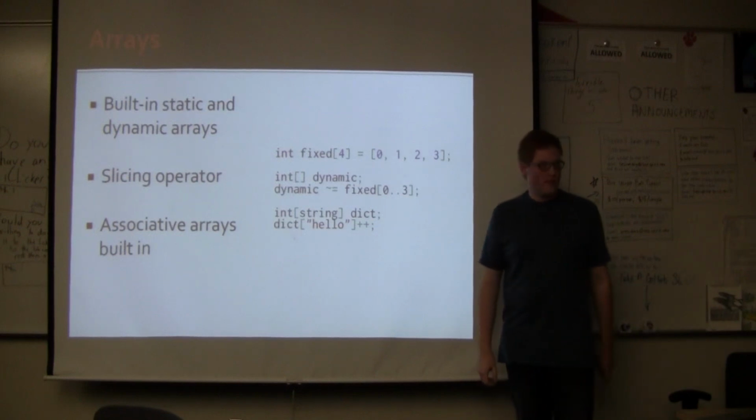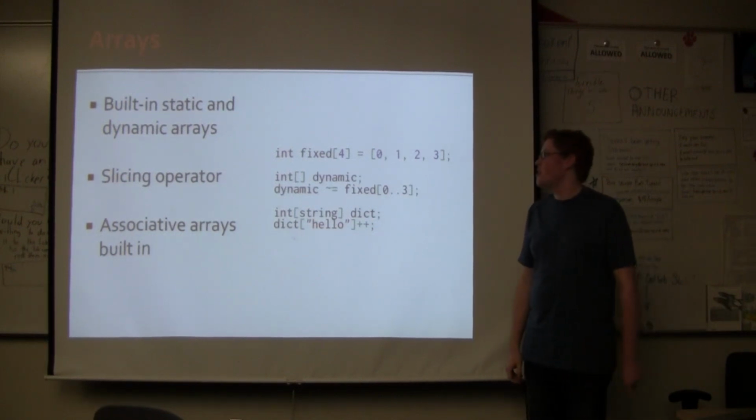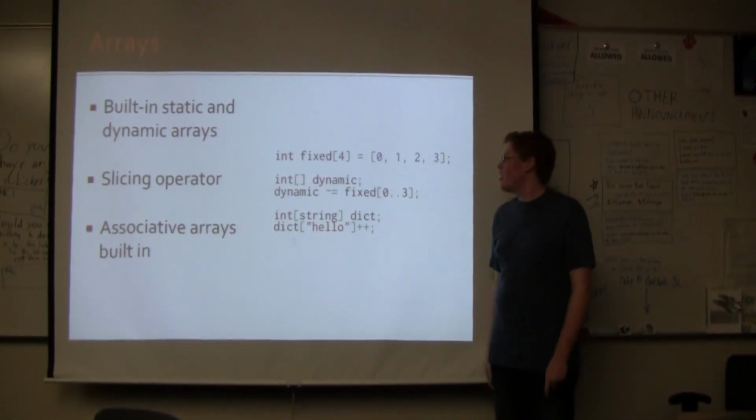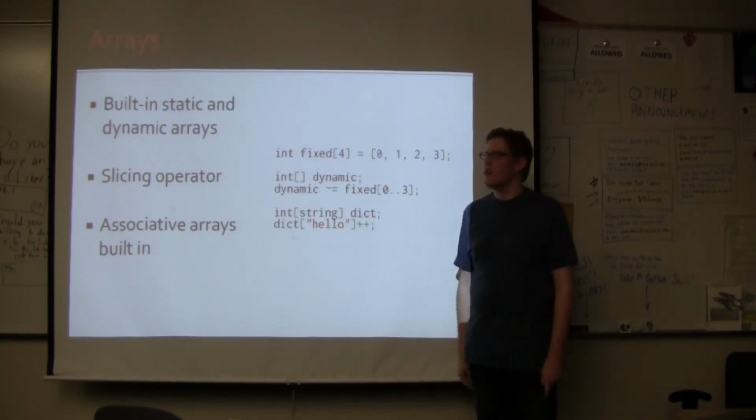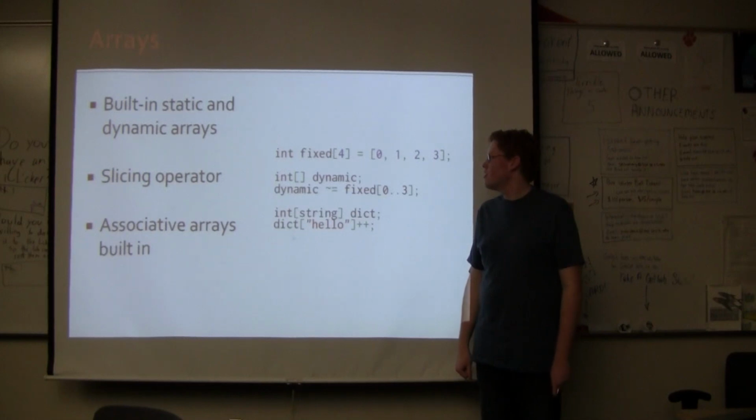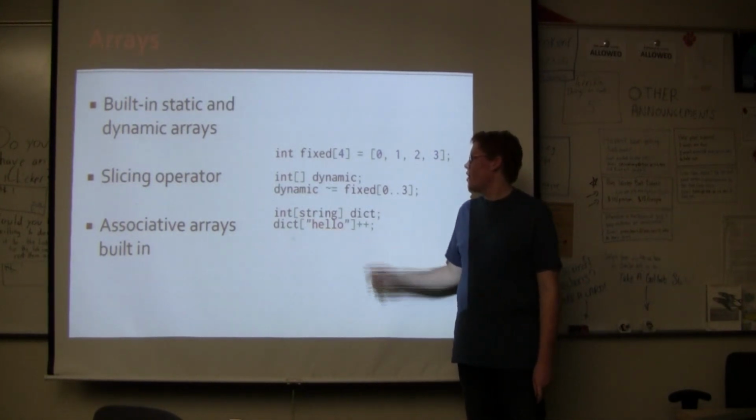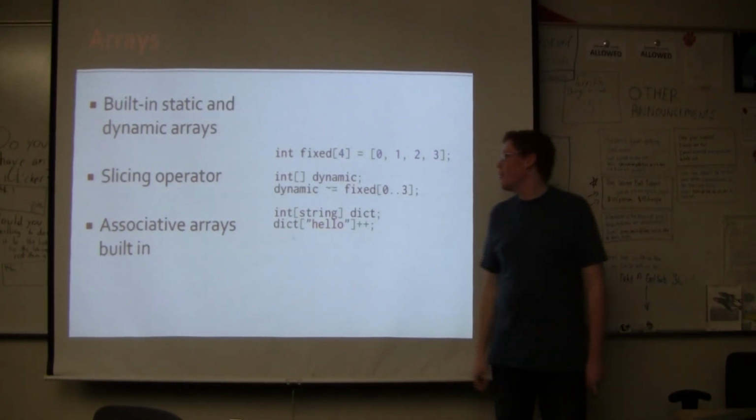And it also has associative arrays, so things like a hash map. Here you have a dictionary, and all you do is put the type that you're indexing by inside the array brackets. So you say int indexed by string, that's my dictionary, and then you can go to the hello entry and increment it.